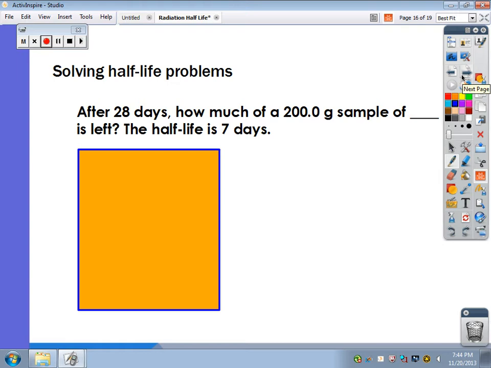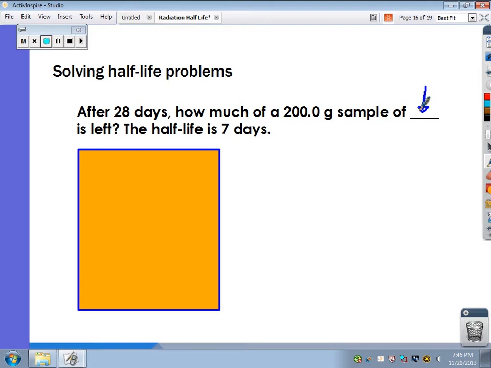So let's do some problems. After 28 days, how much of a 200-gram sample of whatever, and it doesn't matter what's in this blank, that's going to change, don't let that bother you, is left? The half-life is 7 days.